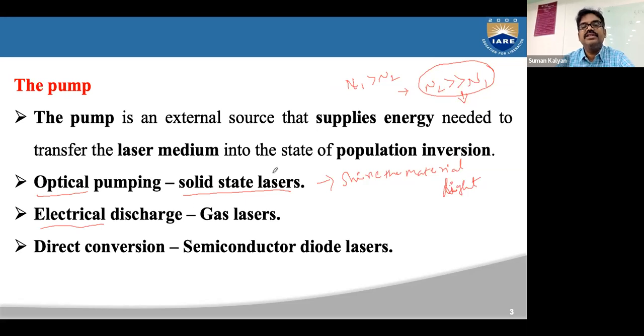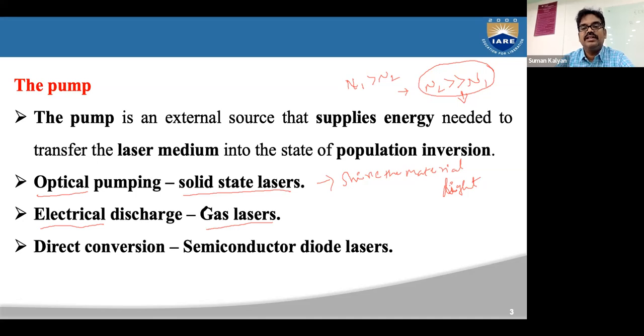Electrical discharge is sending electricity into the active medium, but we have to make sure that this electricity does not destroy the lasing medium itself. That's why this electric discharge method is usually used in gas lasers. These electric discharge tubes send the electricity into the gas medium.